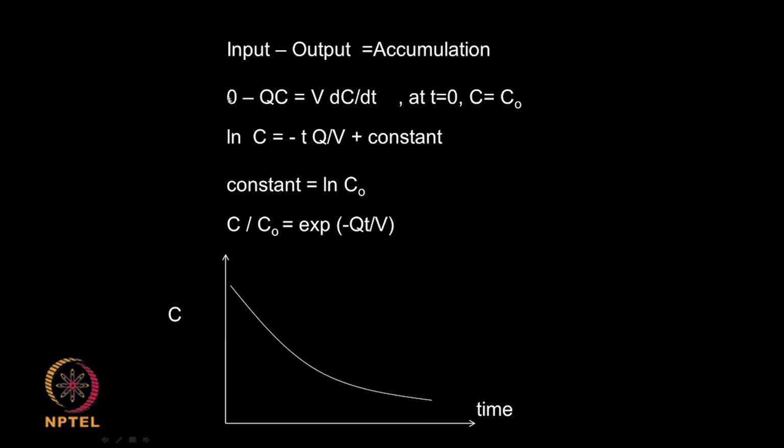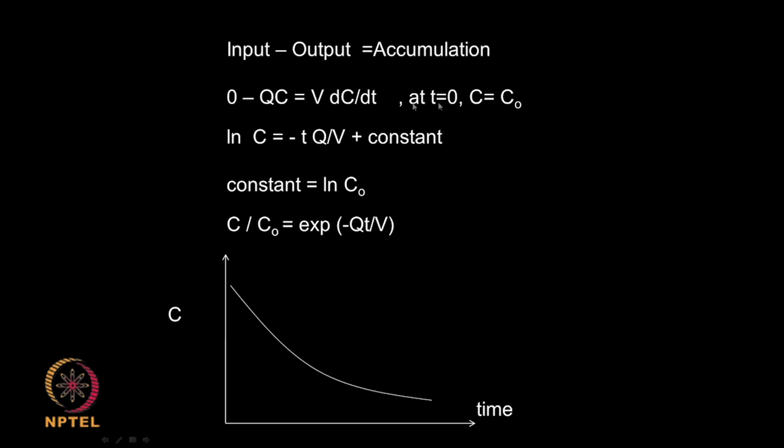So input is 0, and output is Q multiplied by C, the concentration of the solute coming out in the stream. That is equal to V dC by dt, the accumulation inside the vessel, where V is the volume of the vessel and dC by dt is the change in concentration as a function of time. At t equal to 0, C is equal to C naught, since you injected a pulse at t equal to 0. This is a first order differential equation, and the initial conditions are given. You must have studied this long time back in your first year undergraduate program.